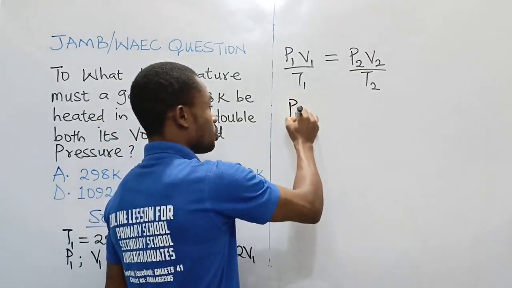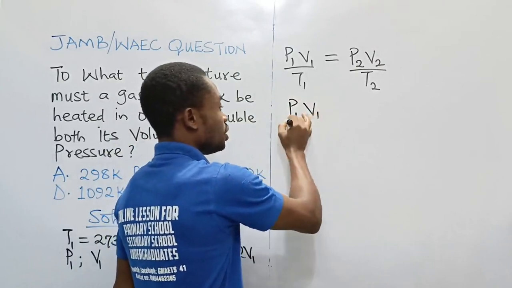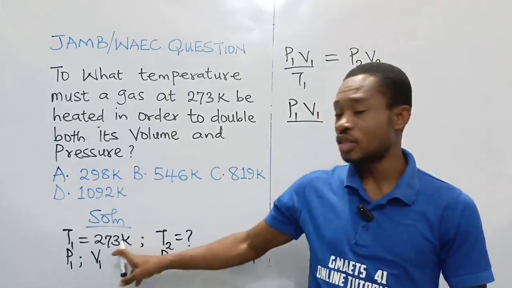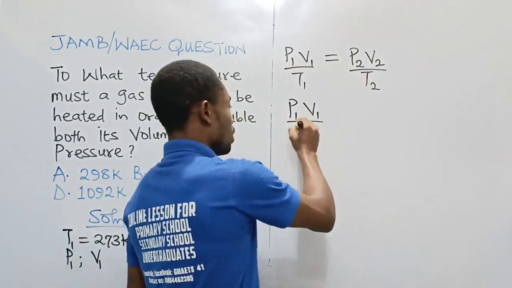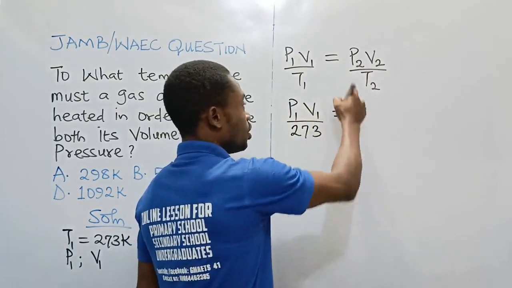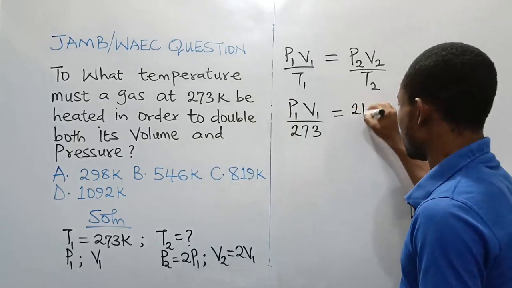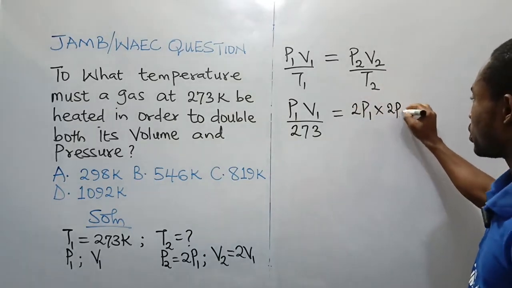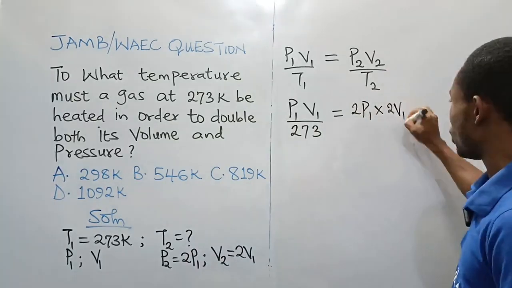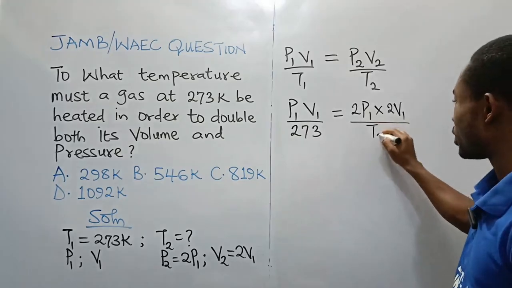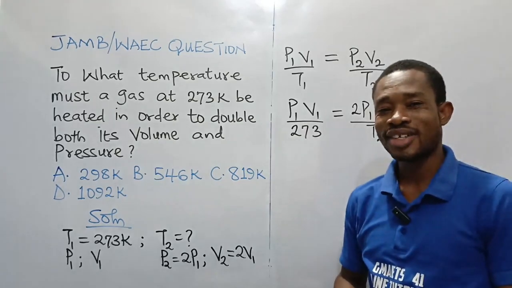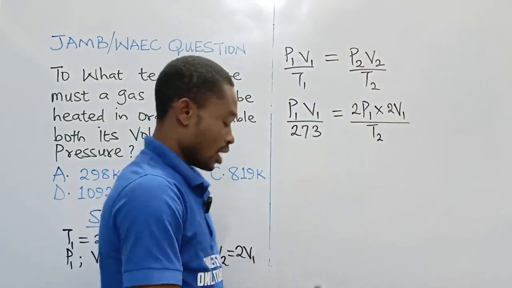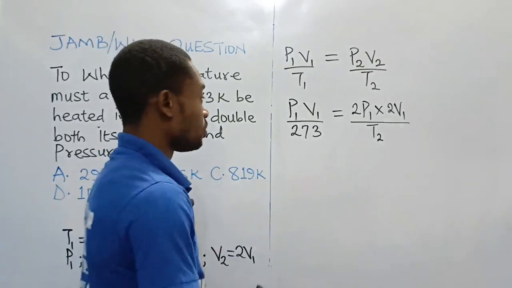P1, we are going to maintain it as P1, the initial pressure. The initial volume we will maintain it. Then the initial temperature, if you look at the question, is 273. So we're going to fix 273 here. That's going to be equal to final pressure. So this is going to be 2P1. And also, the final volume is twice the initial volume, V1. We're going to divide it by the final temperature, which we do not know. And that's it. Solve and make the final temperature T2 subject of the formula.